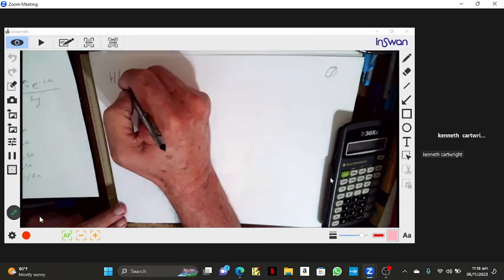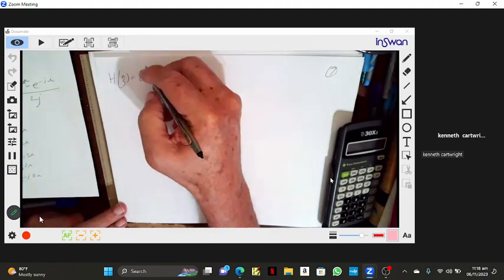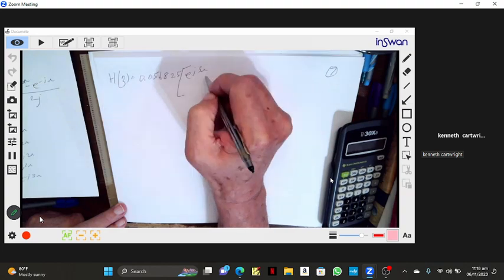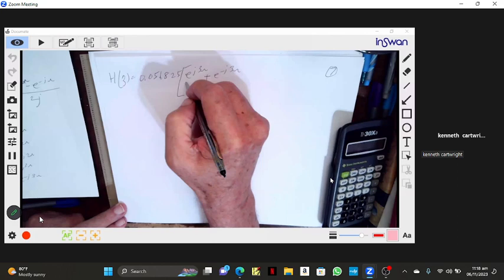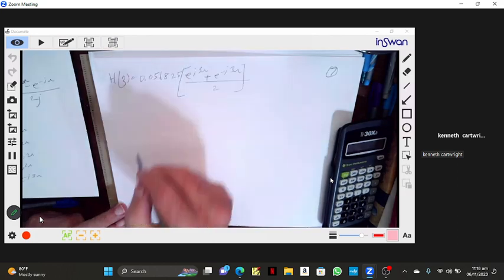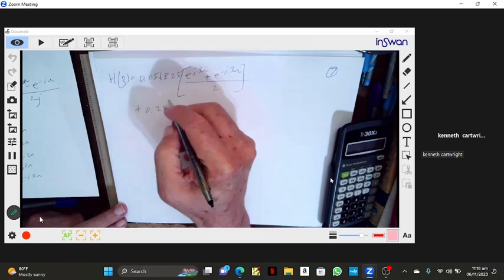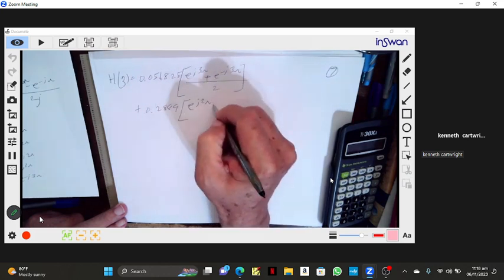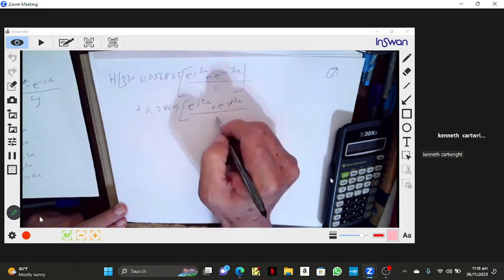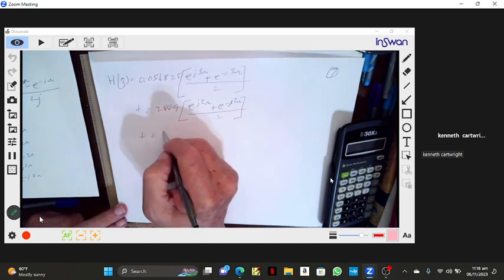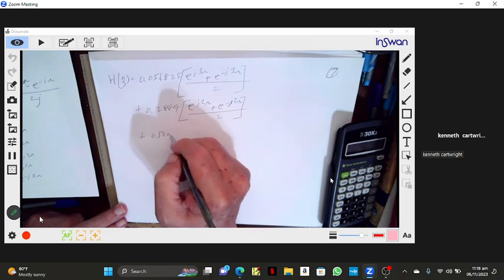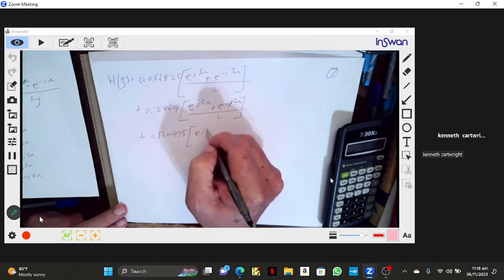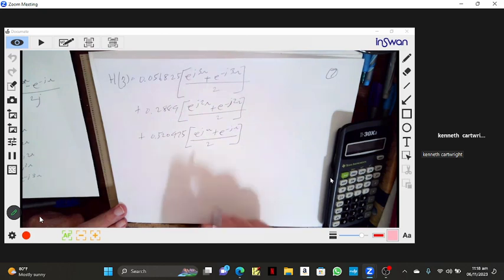So h of z becomes 0.056825 times e to the j3 omega plus e to the minus j3 omega over 2, plus 0.2889 times e to the j2 omega plus e to the minus j2 omega over 2, plus 0.520975 times e to the j omega plus e to the minus j omega over 2, plus 0.32.